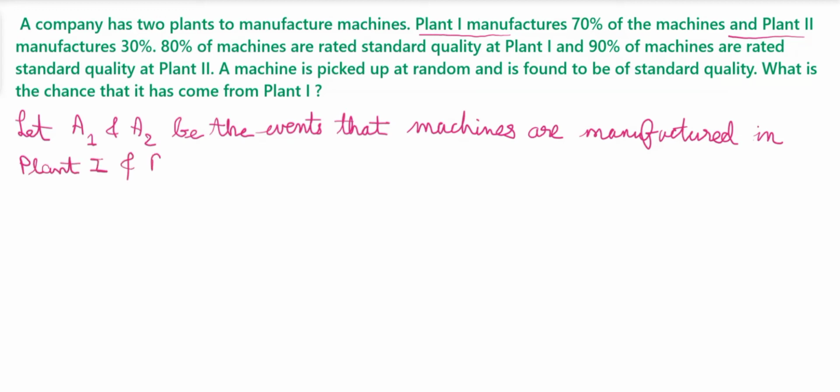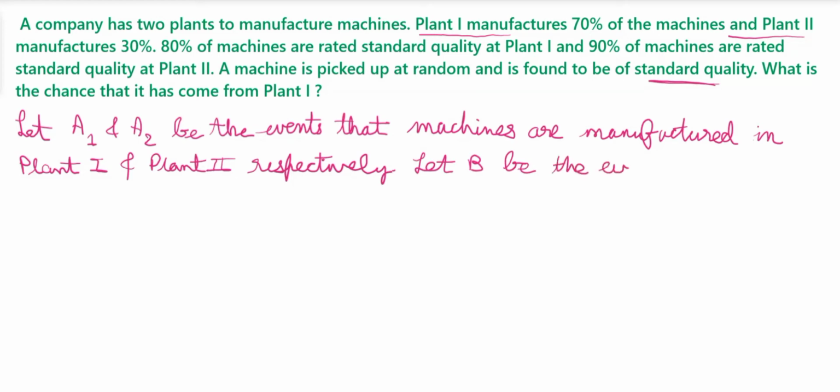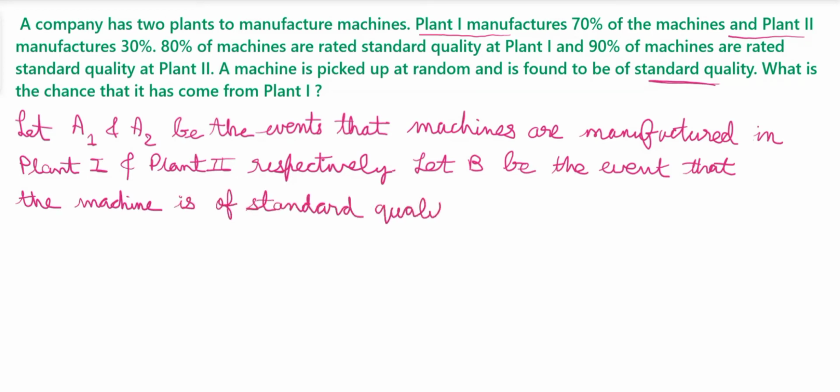From the question only we'll come to know what events we need to create. So firstly, for plant 1 and plant 2, we created the events A1 and A2. And then we'll create the event B, which will be that the machine that is picked up is found to be of standard quality.